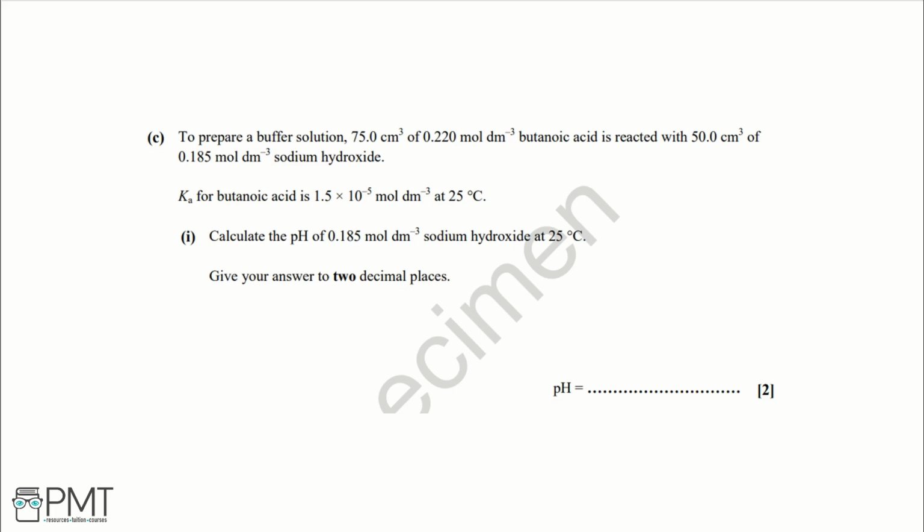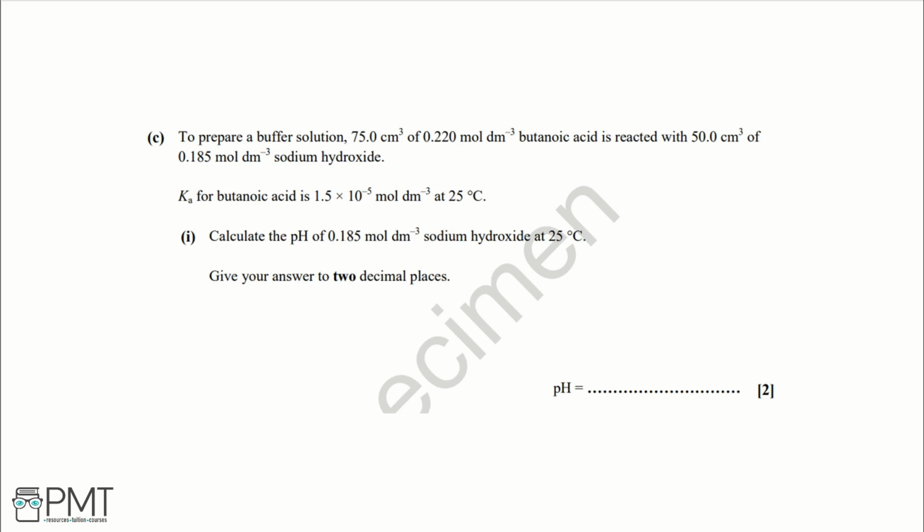The Ka for butanoic acid is 1.5 times 10 to the negative 5 moles per decimeter cubed at 25 degrees Celsius. Part 1. Calculate the pH of 0.185 moles per decimeter cubed sodium hydroxide at 25 degrees Celsius. Give your answer to 2 decimal places.